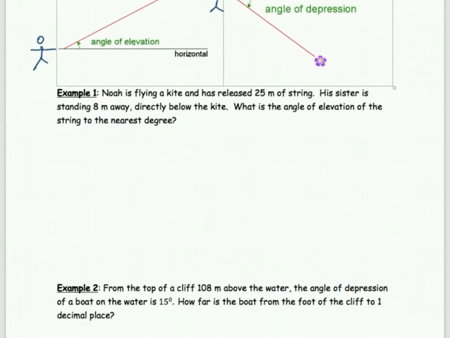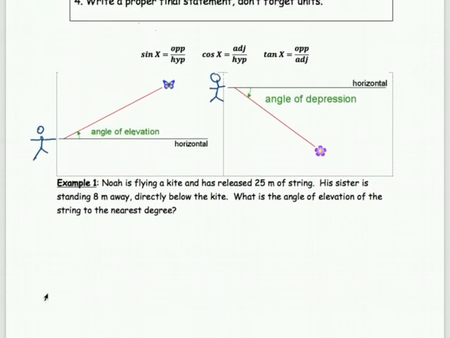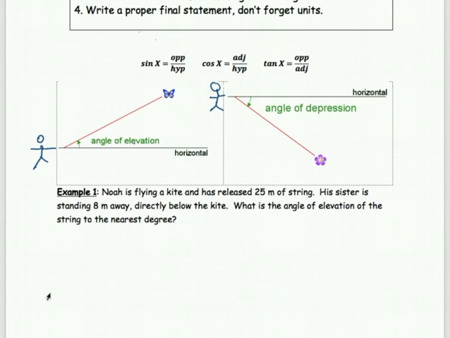Here is Noah, and he's flying a kite. Okay, so let's just read through it. So he's flying a kite. He's let out 25 meters of string. His sister is standing 8 meters away. Okay, so 8 meters away from Noah, and she's directly under the kite. What is the angle of elevation of the string to the nearest degree?